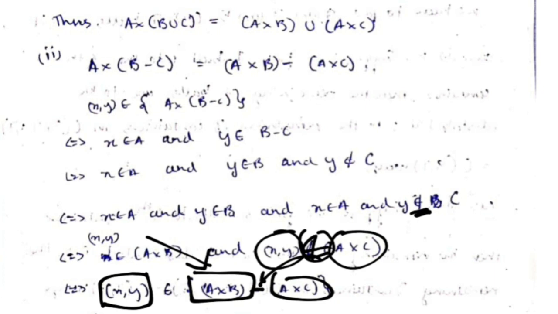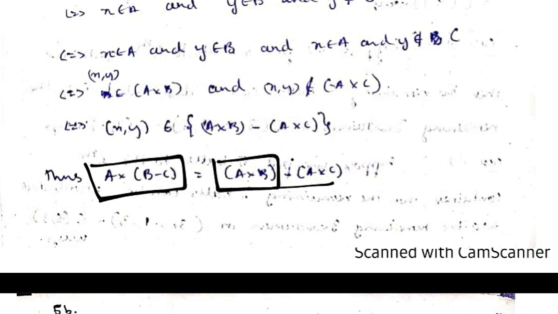Okay, so finally we will get this equation which we needed to prove: A cross B minus C is equal to A cross B minus A cross C.